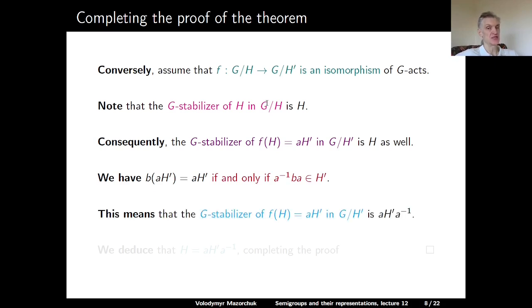But this means that the stabilizer in G of this element aH' in G modulo H' is actually aH'a^{-1}, so that's a conjugate of H'. And from this we deduce that H is equal to aH'a^{-1}, and so H and H' are indeed conjugated in G. And this completes the proof.